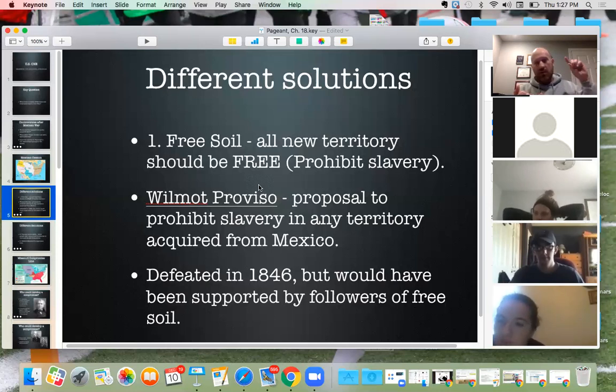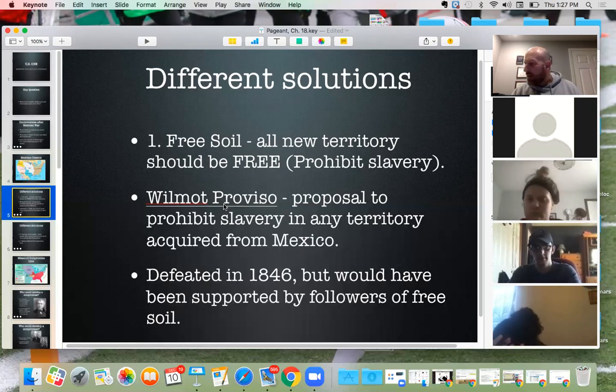So that's your Free Soilers. You've got those who are abolitionists, those who are segregationists, and those who just believe that a man, probably a man in this time period, but hopefully some believe women too, should get paid for their labor. And those new territories should be free soil. There was a proposal to advocate this, and that was the Wilmot Proviso. This was proposed by Pennsylvania Congressman David Wilmot, and the proposal was to prohibit slavery in any territory acquired from Mexico. It was defeated in 1846, but would have been supported, of course, by followers of Free Soil.